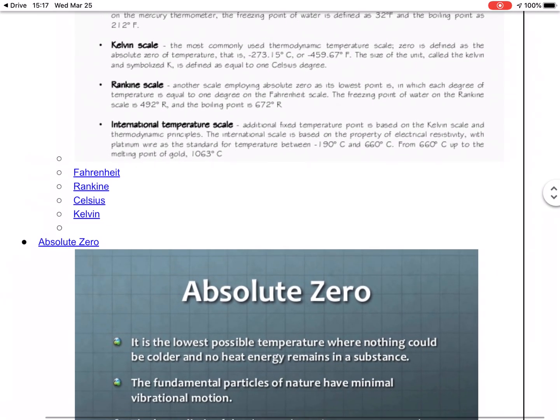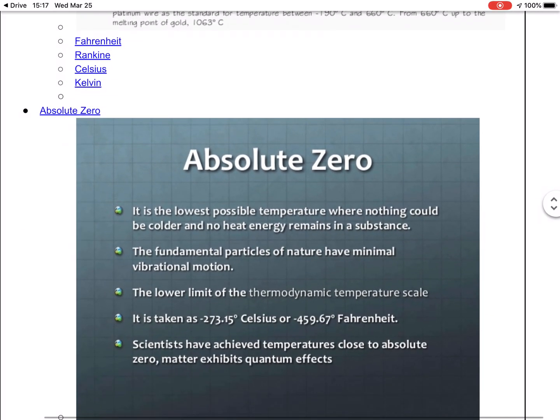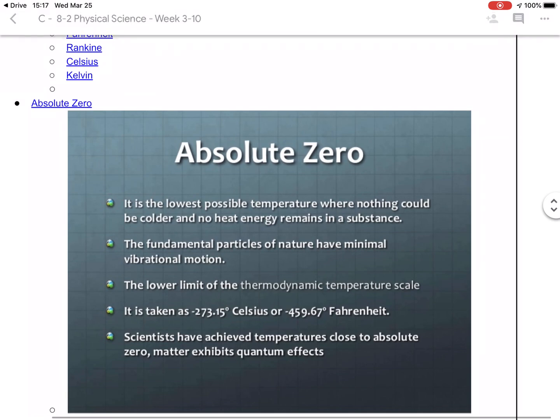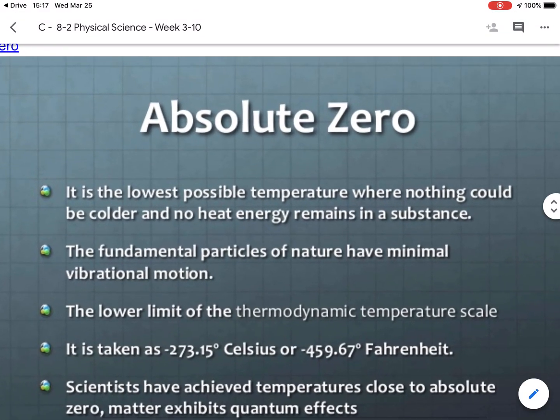Now, what is absolute zero as we finish out our lesson? Absolute zero is the lowest possible temperature where nothing can be colder. Remember, temperature is the measure of how the molecules are moving. Less temperature and molecules are moving slower. There is a point where the molecules don't move anymore. When the molecules aren't moving, you've reached absolute zero. You can't get colder than not moving. Thus, it is a set number.